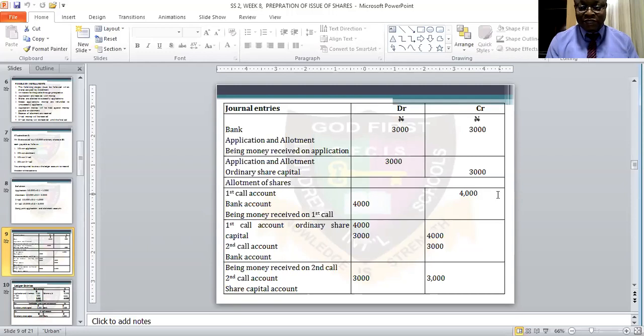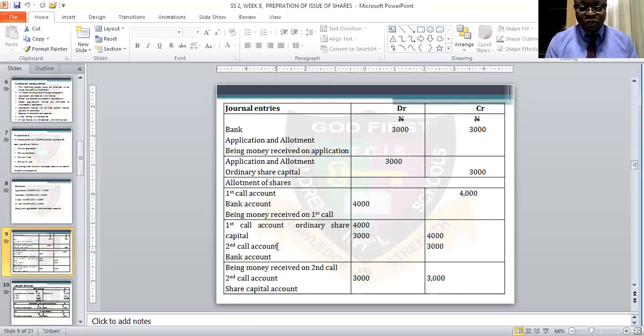First call, you credit it. The bank account of that first call, you debit it, being money received on first call. Then for the ordinary share capital, you are still going to debit that amount. First call, ordinary share 4,000 naira. Then ordinary share capital 4,000 naira.